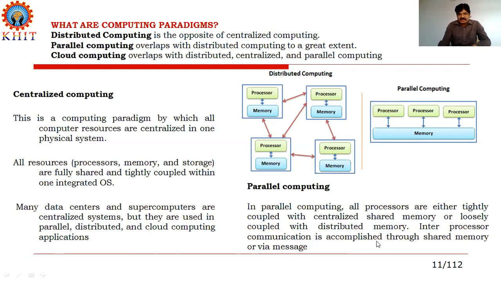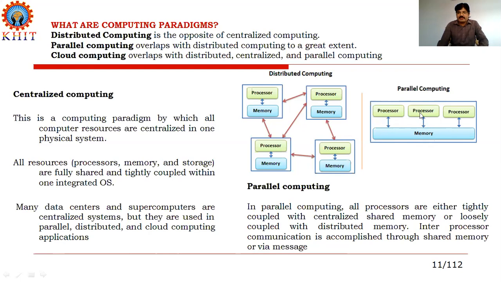Interprocessor communication is accomplished through shared memory via messages, which is known as parallel computing. If you observe the difference between centralized computing and parallel computing, in parallel computing there is only one common memory. Many processors are working and storing their data by accessing a centralized memory, which is called parallel computing.